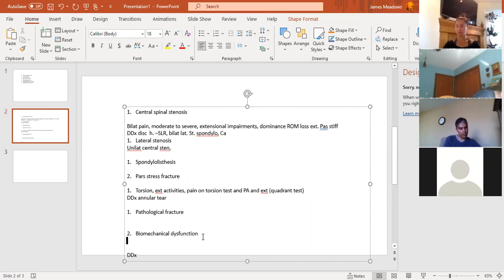Okay, what else have you got? Okay, that better not be it, because we've already seen every single condition here. I think what we've looked at here is a flexion or extension problem, isn't it? Central stenosis, lateral stenosis are extension dominant. Spondylolisthesis is extension dominant. Pars fracture is extension dominant.